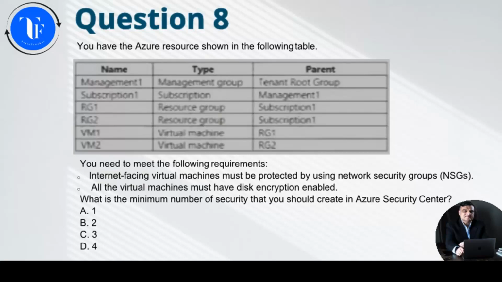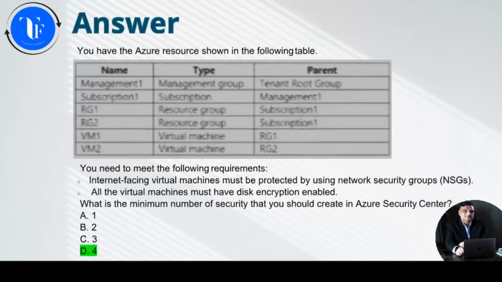Question 8. You have the Azure resource shown in the table. You need to meet the following requirements. Internet-facing virtual machines must be protected by using network security groups, NSGs. All the virtual machines must have disk encryption enabled. What is the minimum number of security policies that you should create in Azure Security Center? A. 1, B. 2, C. 3, D. 4.